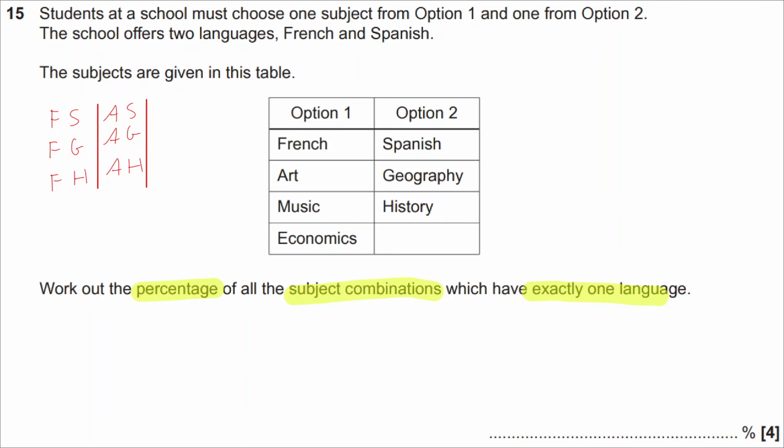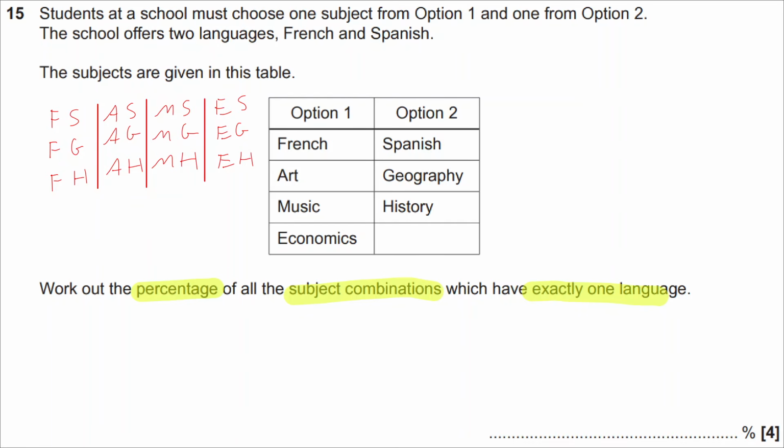You could also then go and do music with Spanish, music with geography, music with history. So M with S, G and H. Last but not least, you've got economics. So you've got economics with Spanish, economics with geography, economics with history. So E with Spanish, E with geography, and E with history.